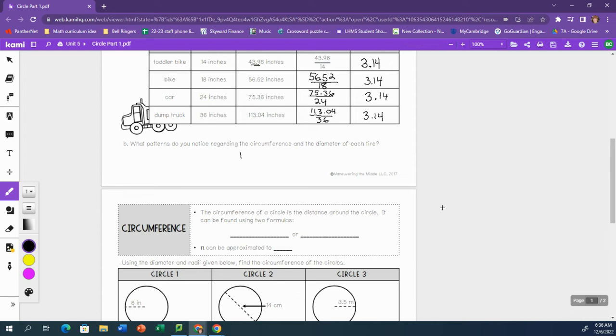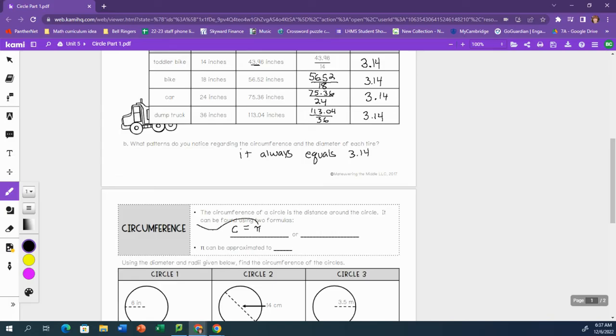What is the pattern that you notice regarding the circumference and the diameter of each tire? Well, it always equals 3.14. So what does that mean for us when it comes to circumference? Okay, well, what we're going to say is the circumference divided by the diameter equals pi.